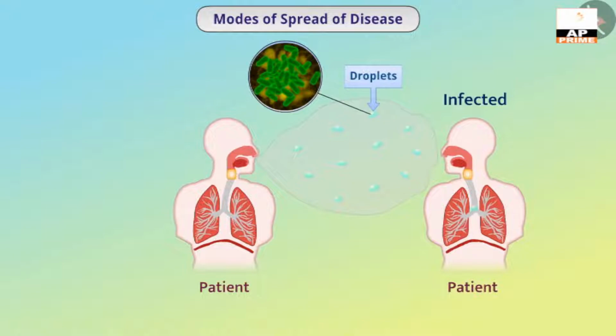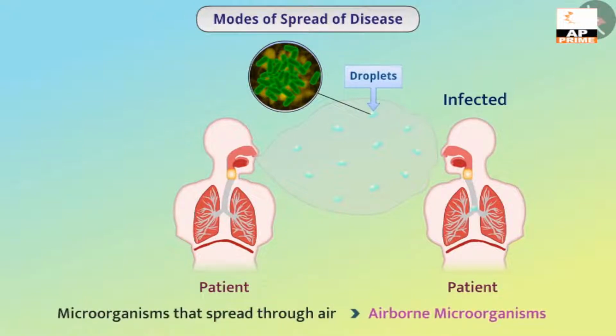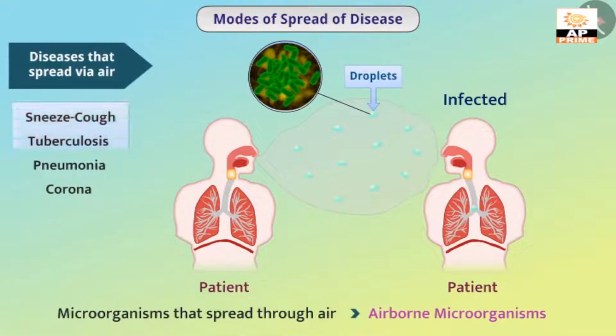Microorganisms of some diseases are spread through air. Microorganisms that spread through air are called airborne microorganisms, and the diseases that spread through air are called airborne diseases. So, if a person is suffering from an airborne disease, he should not go to crowded places.